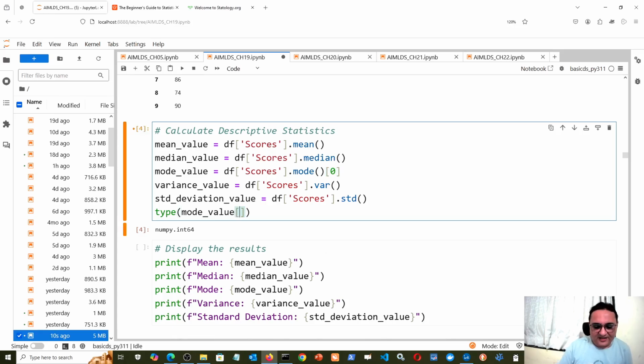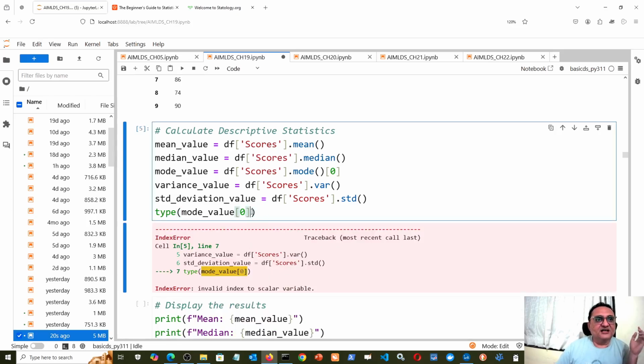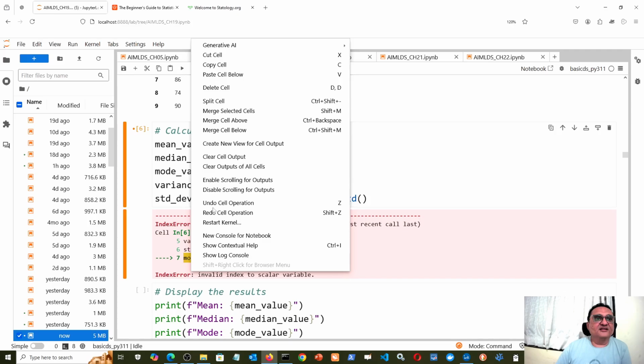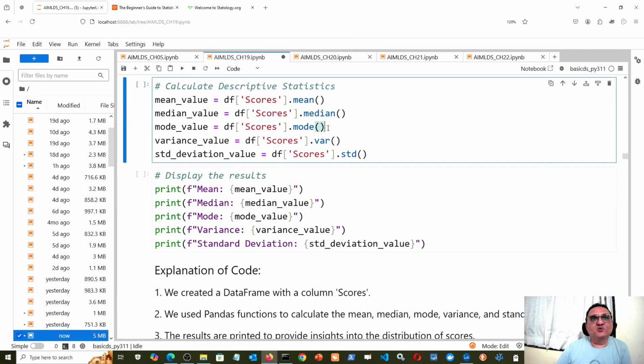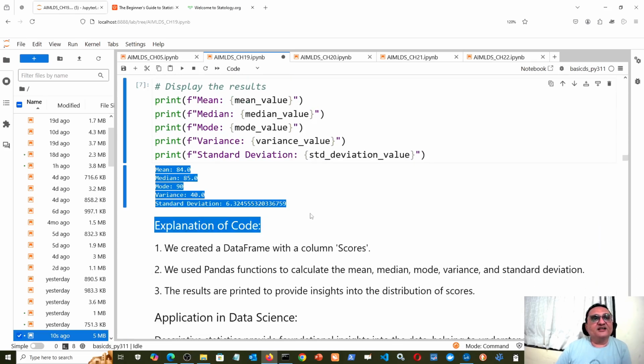Okay, and if I write type of mode 0, then in fact it is giving invalid index to a scalar variable. Correct. And if I write the value of mode value 0, then that is also incorrect. So this is actually some kind of mistake only. So it is even easier than what I said, that there is nothing to remember, just the data frame name and the corresponding function. If you are finding mean, then use mean. If you are finding median, then use median. If you are finding mode, then use mode. Variance, then variance, and standard deviation, then standard deviation, and print out. So you will directly get the output.